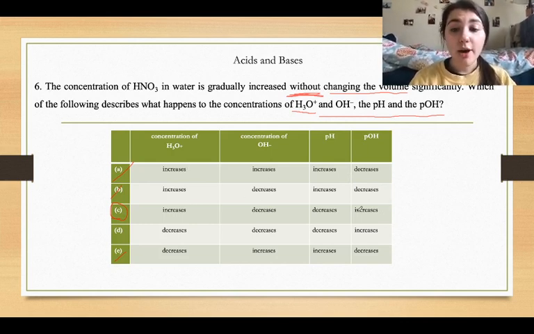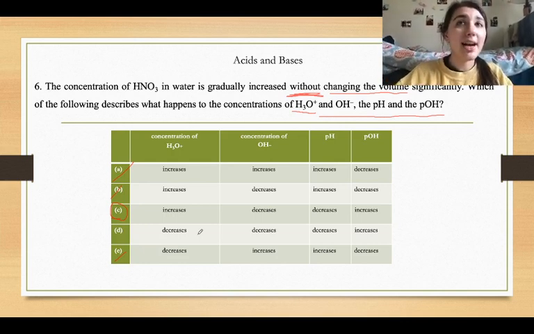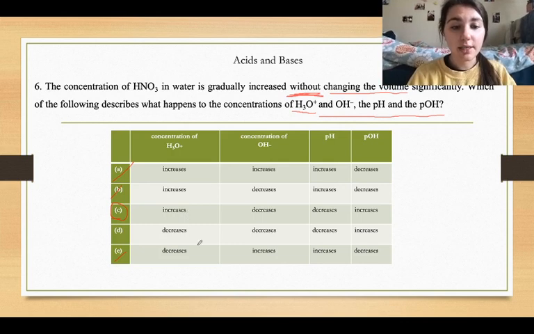Also, if pOH increases, then that means the concentration of OH minus decreases. So this is the question that makes the most sense. It wouldn't make sense that the OH or the H plus concentration would decrease because I'm adding more acid, and more acid dissociating becomes H plus and NO3 minus, right? So I'm adding H plus to this concentration stuff. So that should definitely be increasing.